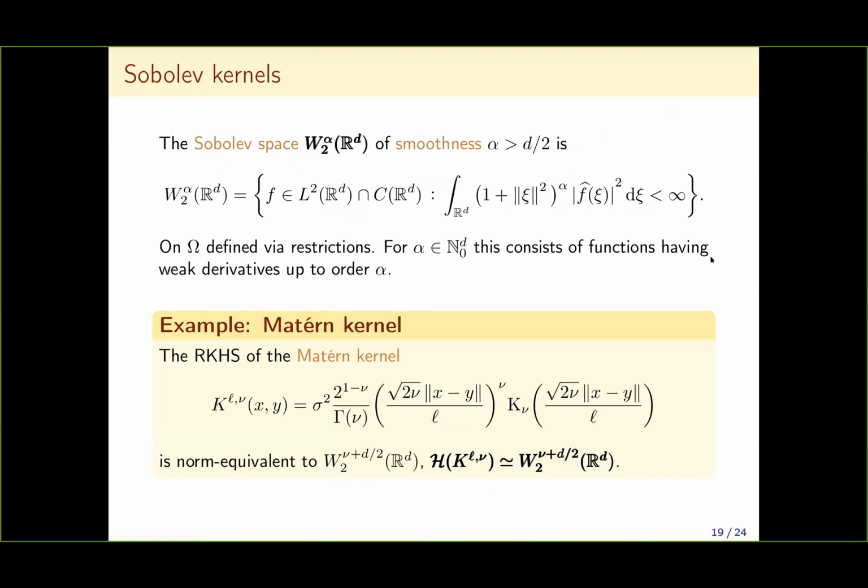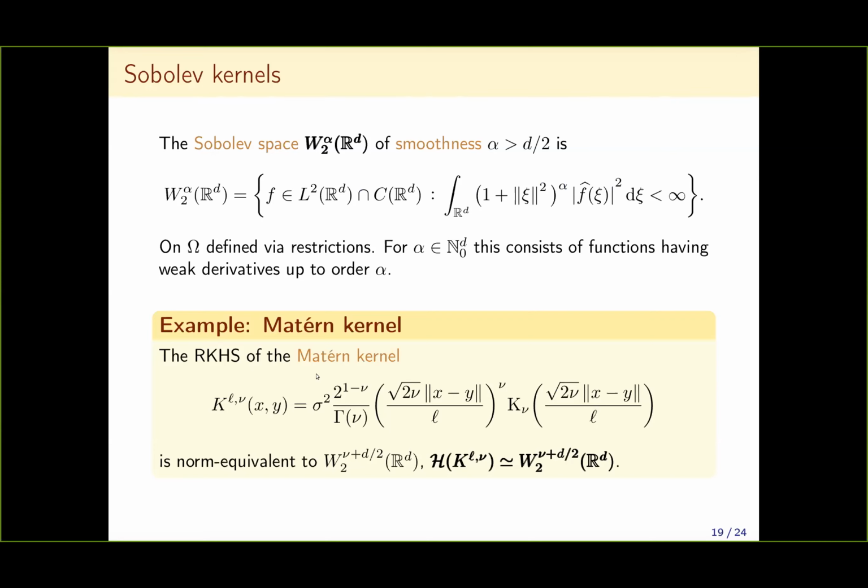To illustrate one possible result, I'm going to use Sobolev spaces. A Sobolev space of smoothness alpha can be defined as a collection of functions whose Fourier transforms f hat have a certain decay. And if this alpha is actually a multi-index, sorry, no, it shouldn't be a multi-index. It should be just an integer. In that case, this space corresponds to a space of functions having weak derivatives up to this order alpha.